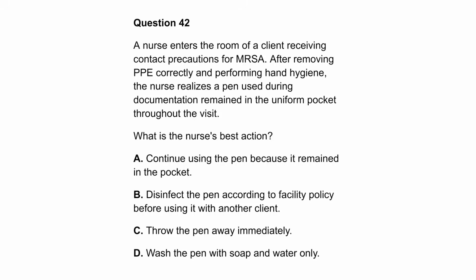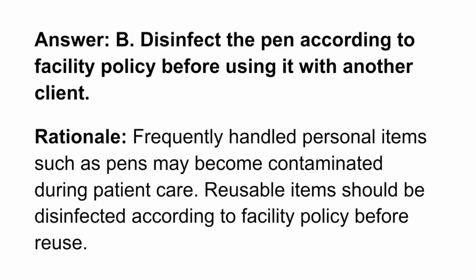Question 42. A nurse enters the room of a client receiving contact precautions for MRSA. After removing PPE correctly and performing hand hygiene, the nurse realizes a pen used during documentation remained in the uniform pocket throughout the visit. What is the nurse's best action? A. Continue using the pen because it remained in the pocket. B. Disinfect the pen according to facility policy before using it with another client. C. Throw the pen away immediately. D. Wash the pen with soap and water only. Answer: B. Disinfect the pen according to facility policy before using it with another client.